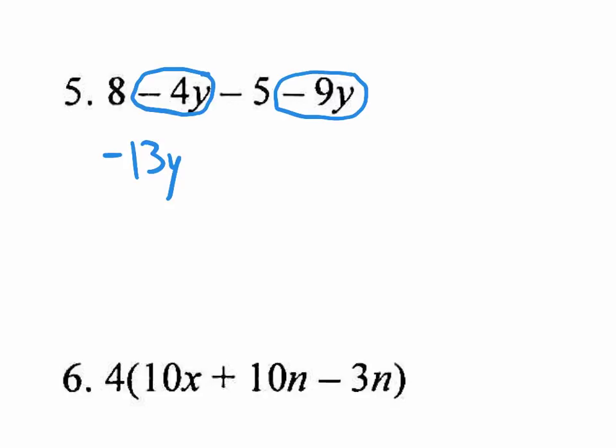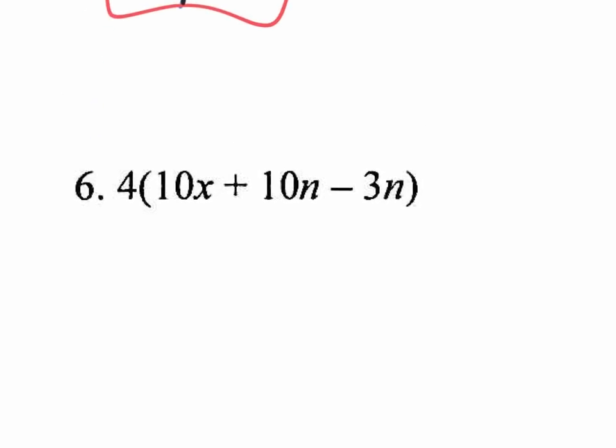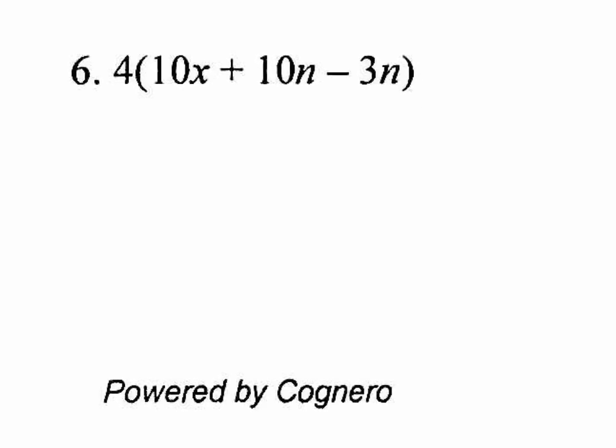And we also have this 8 right here and this minus 5 right there. We could combine that. 8 minus 5, that is positive 3 left over. So this is our answer, negative 13y plus 3. Moving on. Like I said, simplifying is simply distributive property and/or combining like terms.